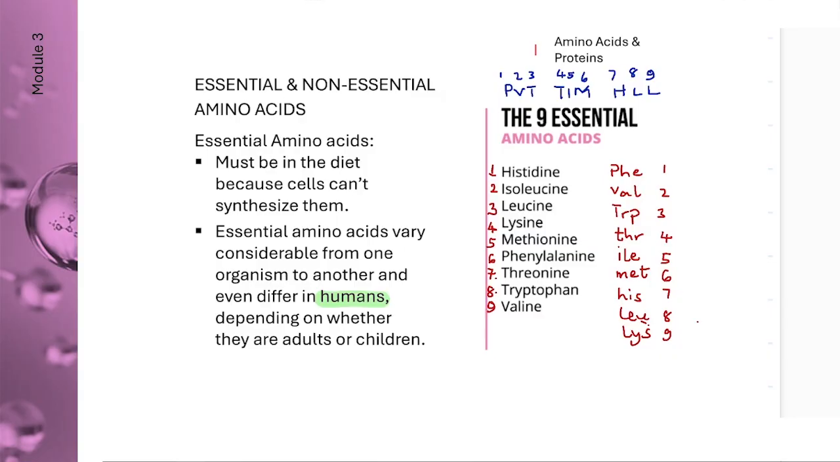Then the other thing is to learn the single letter for those essential amino acids. So P, V, T, T, I, M, H, L, L. Unfortunately, the single letters are not the exceptions, in the sense that they coincide with the first letters of the 3-letter names as well. So they are not the exceptional single letter amino acids.